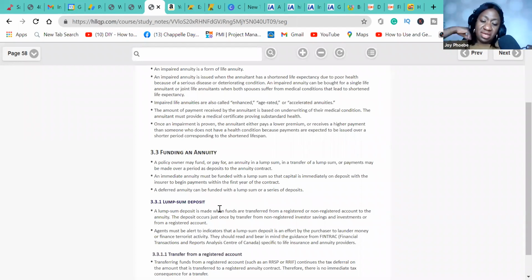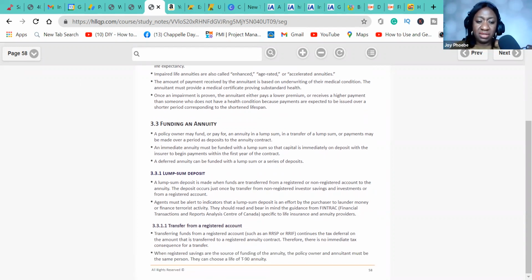However, for a deferred annuity that is going to be funded over a period of time, the funding of that annuity account has to be completed before the first payment begins. We've talked about lump sum deposits and transferring funds from a registered account such as an RSP or RRIF, which continues the tax deferral on the account that is transferred to a registered annuity contract. Therefore, there is no immediate tax consequence for the transfer.